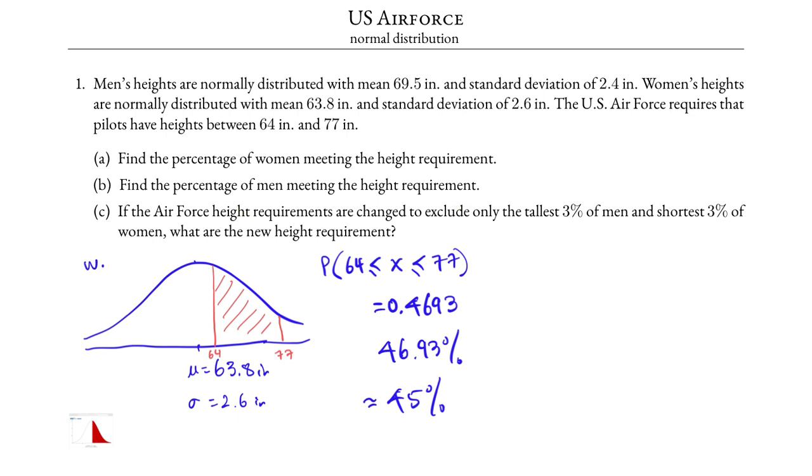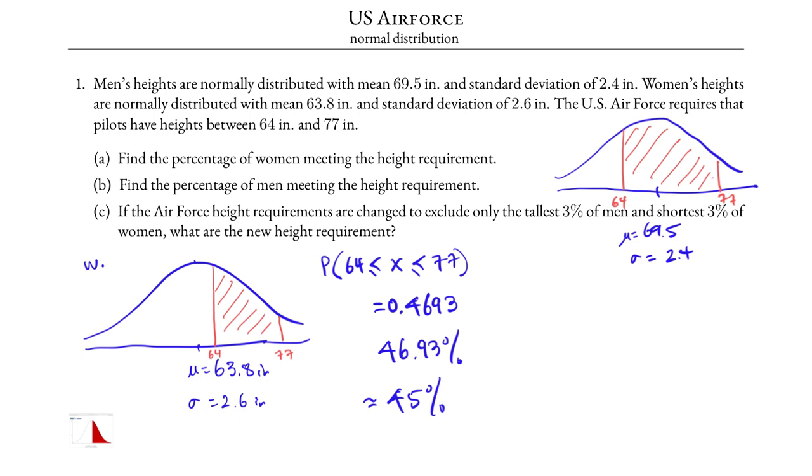With the men, they have a different distribution. So to answer this question, we would also need to draw the normal curve for the men's height. The mean is 69.5 and the standard deviation this time is 2.4. The requirement is the values between 64 and 77, but this time 64 is less than 69.5, so it is on the left hand side of the mean, and 77 is on the right hand side of the mean. We would then shade everything between 64 and 77, and then we use the StatCrunch calculator.